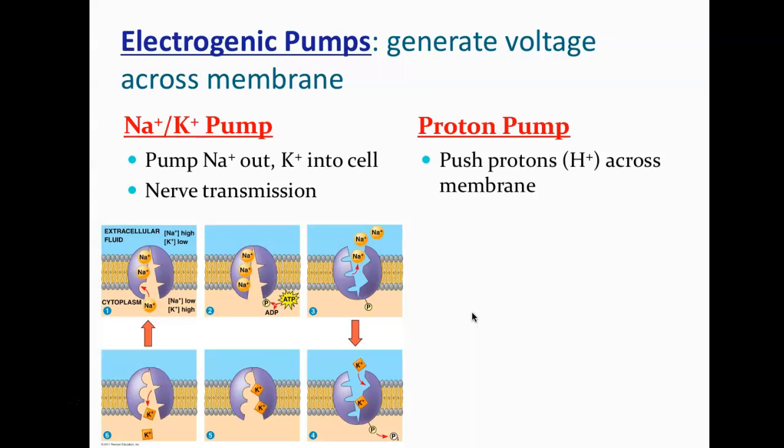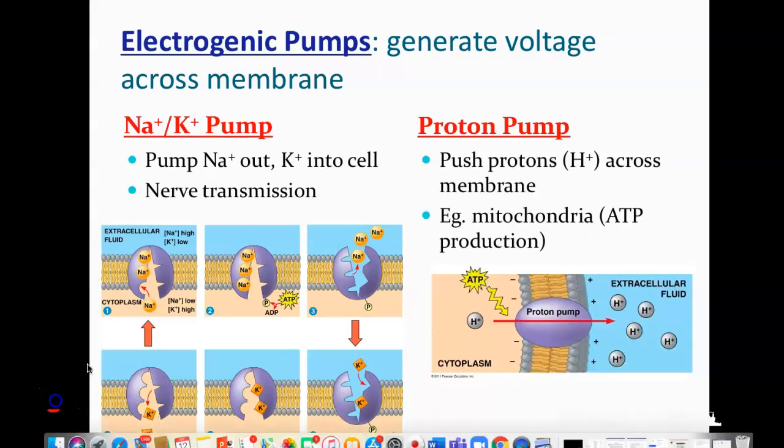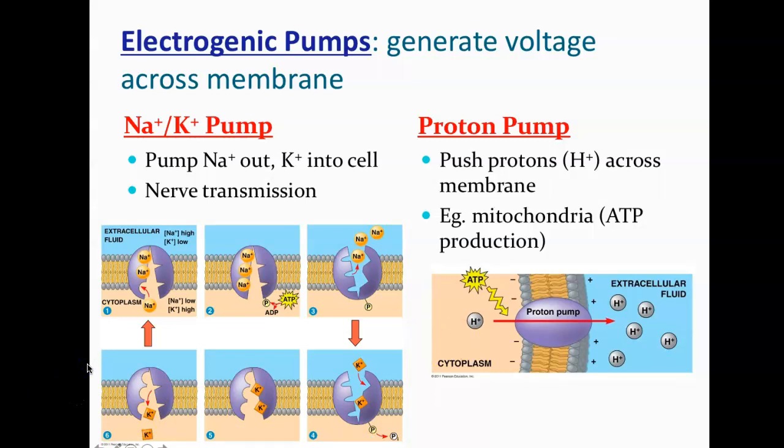What does that even mean, voltage across a membrane? What that means is it's going to create a difference in charge on the outside compared to the inside. So the sodium-potassium pump and the proton pump are going to create voltage. They're going to create a difference in charge on the outside of the membrane compared to the inside of the membrane.